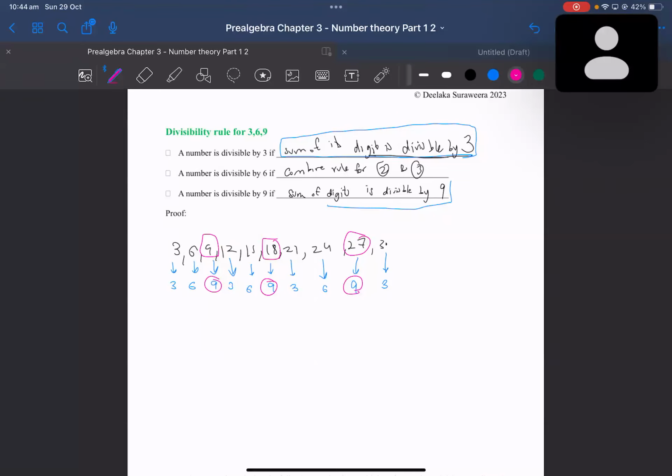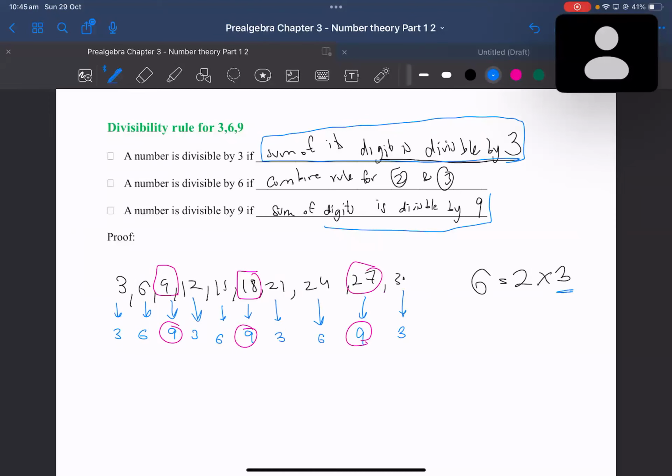And then for divisible by 6, you just got to check the divisibility rule for 3, right? Because 6 is 2 times 3. So you gotta check the divisibility rule for 3, which is whether the sum of the digits is divisible by 3. And then after that, you just gotta check if it's even.